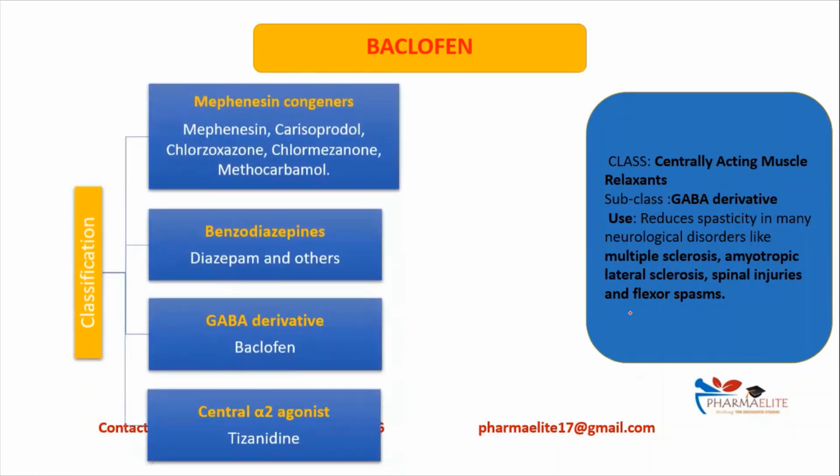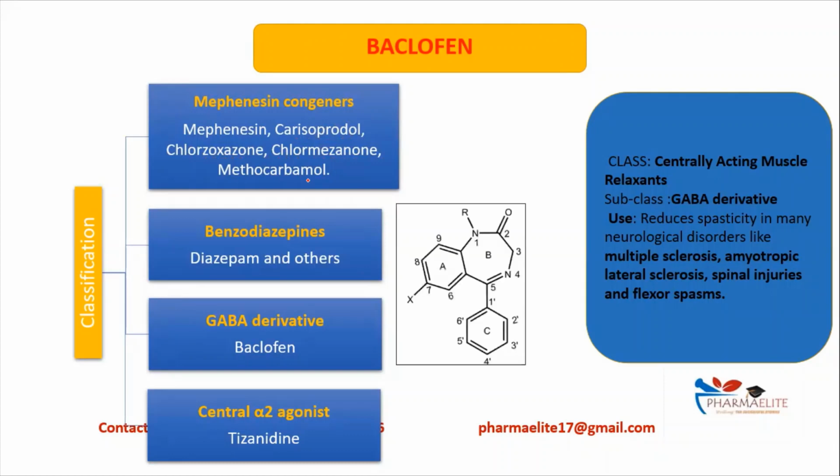So this is the classification of centrally acting muscle relaxants. The first class is mephenesin congeners. So this is the structure of mephenesin. When a chemical modification is done on the structure, we get these congeners, which are chlorphenesin, chlorzoxazone, chlormezanone, and methocarbamol. The next class is benzodiazepine. This is the parent ring, that is the benzodiazepine ring, and the drugs in this category are diazepam and others.